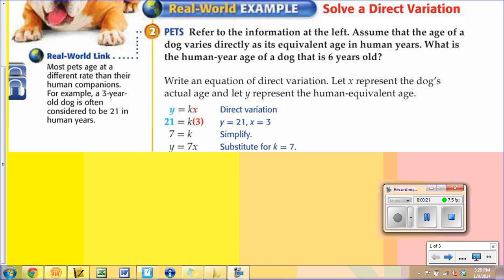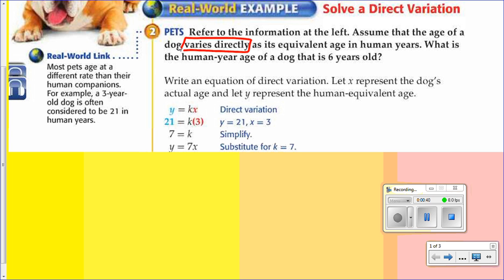Refer to the information at the left, assuming that the age of a dog varies directly as its equivalent age in human years. What is the human year age of a dog that is 6 years old? So it's really important that it says right here that it varies directly, because since it tells me that, I know I can use this equation, y equals kx.